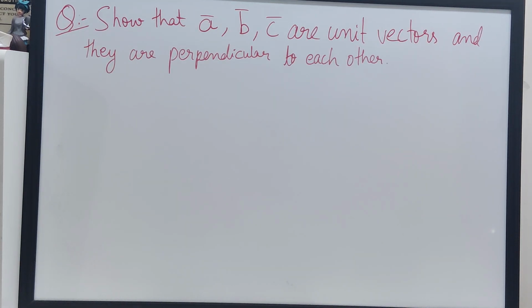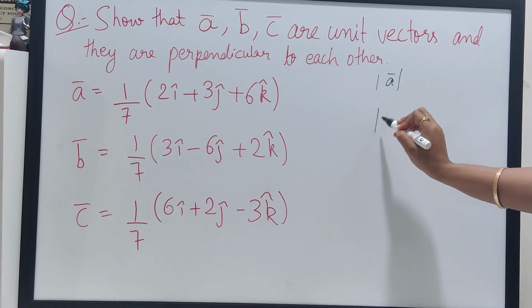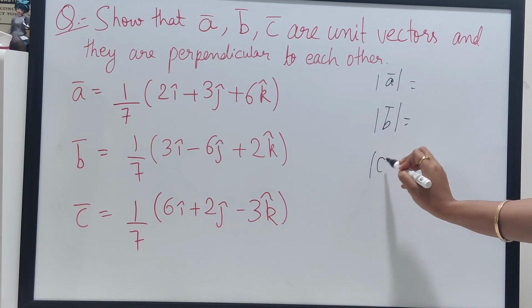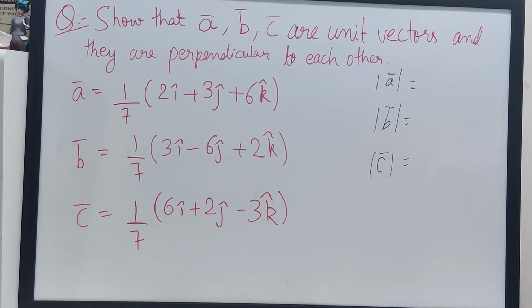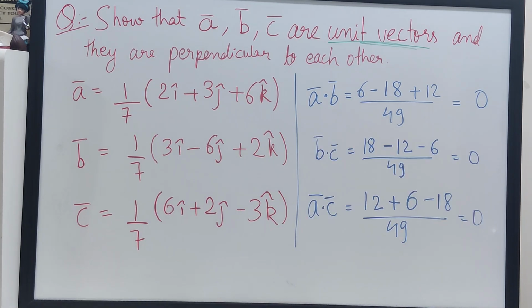Now show that A, B, C are unit vectors and they are perpendicular to each other. Calculate the magnitude of A, B and C. As we can see, it's 1. So all the three are unit vectors. Now calculate A dot B, B dot C and C dot A. So they are mutually perpendicular to each other because the dot product comes as 0.